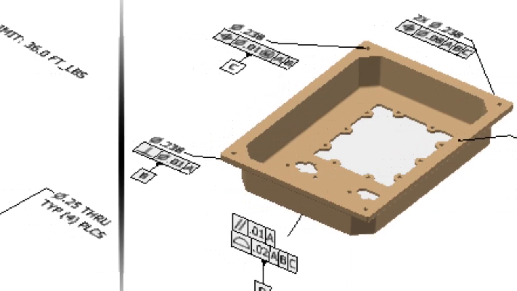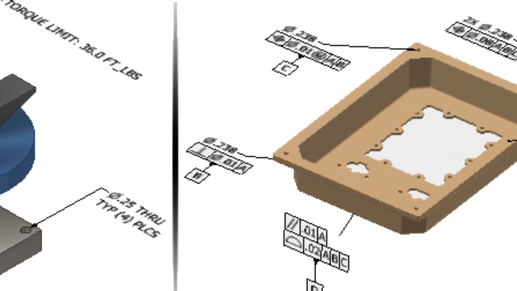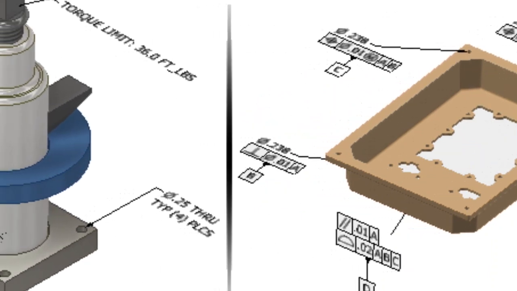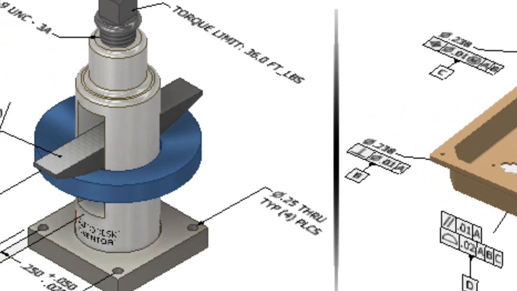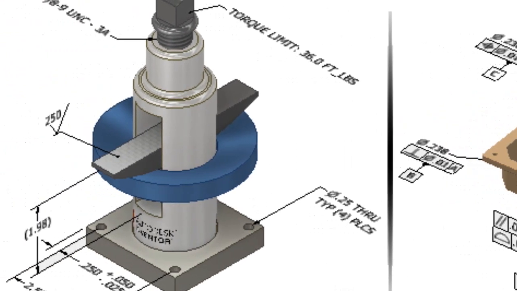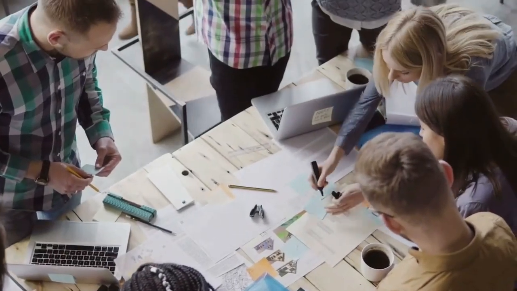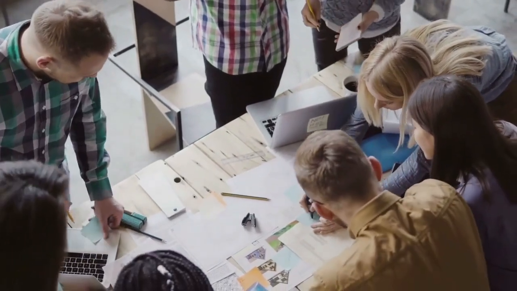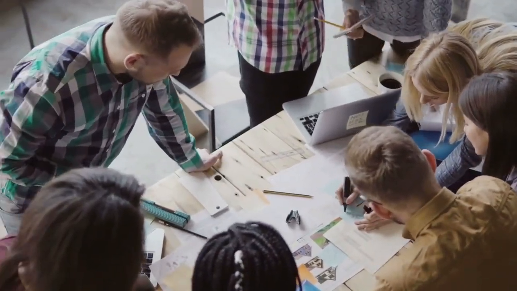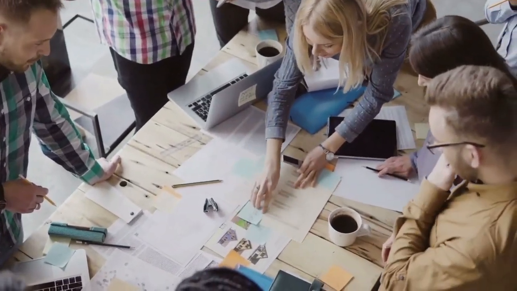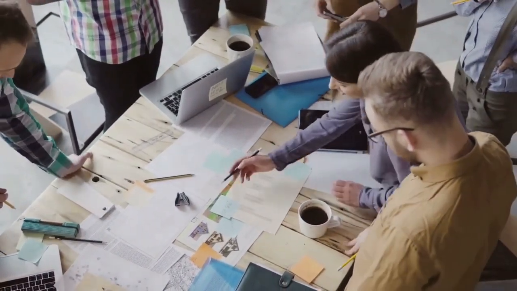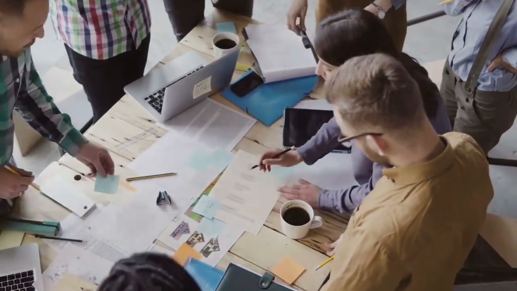GD&T, geometric dimensioning and tolerancing: understanding how to use GD&T to create detailed and accurate drawings that specify the required dimensions and tolerances of a part or assembly. Product development: knowledge of the product development process, including design, prototyping, testing, and validation, and how to work effectively with cross-functional teams, such as engineering, marketing, and manufacturing.